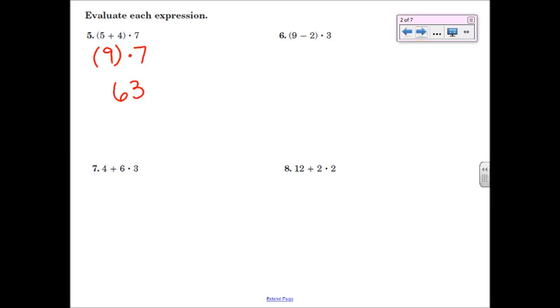Same thing in the next one. Please stands for parentheses, so we do the 9 minus 2 first, which is 7. And then we don't have any exponents. And then my dear is the multiplication division step. So we multiply 7 times 3 is 21.